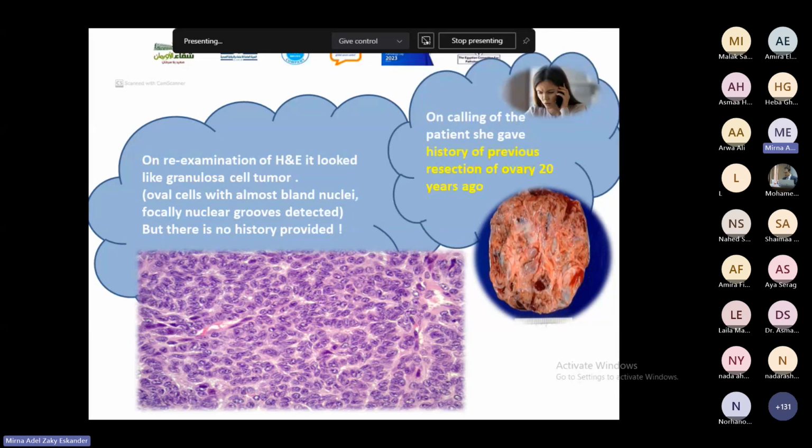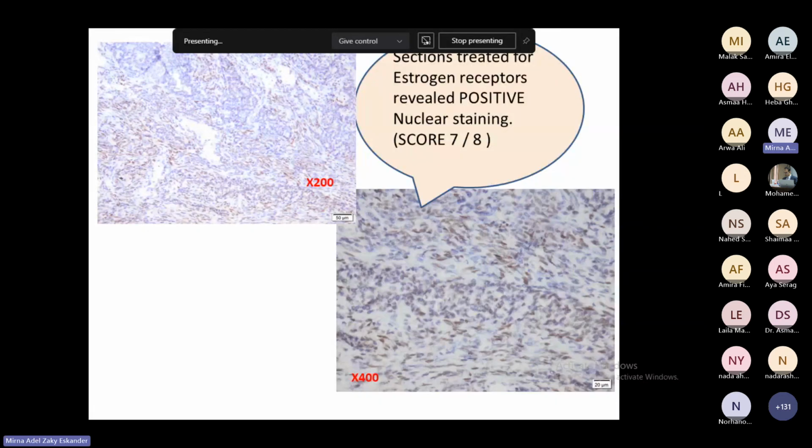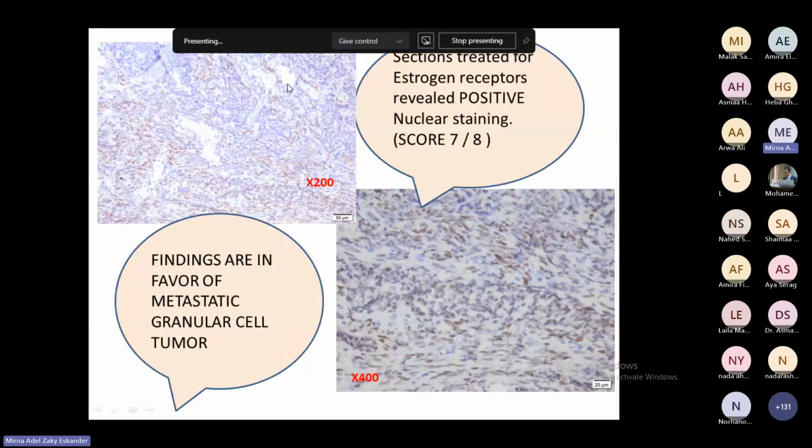So we called the patient, and she gave a history of a previous resection of an ovary 20 years ago, which is a long time. So we started reconsidering granulosa cell tumor recurrence. We have done ER on the tumor slides, which gave positive results with a score of 7/8, as we can see here on the low power and the high power. So these findings are in favor of metastatic granulosa cell tumor.